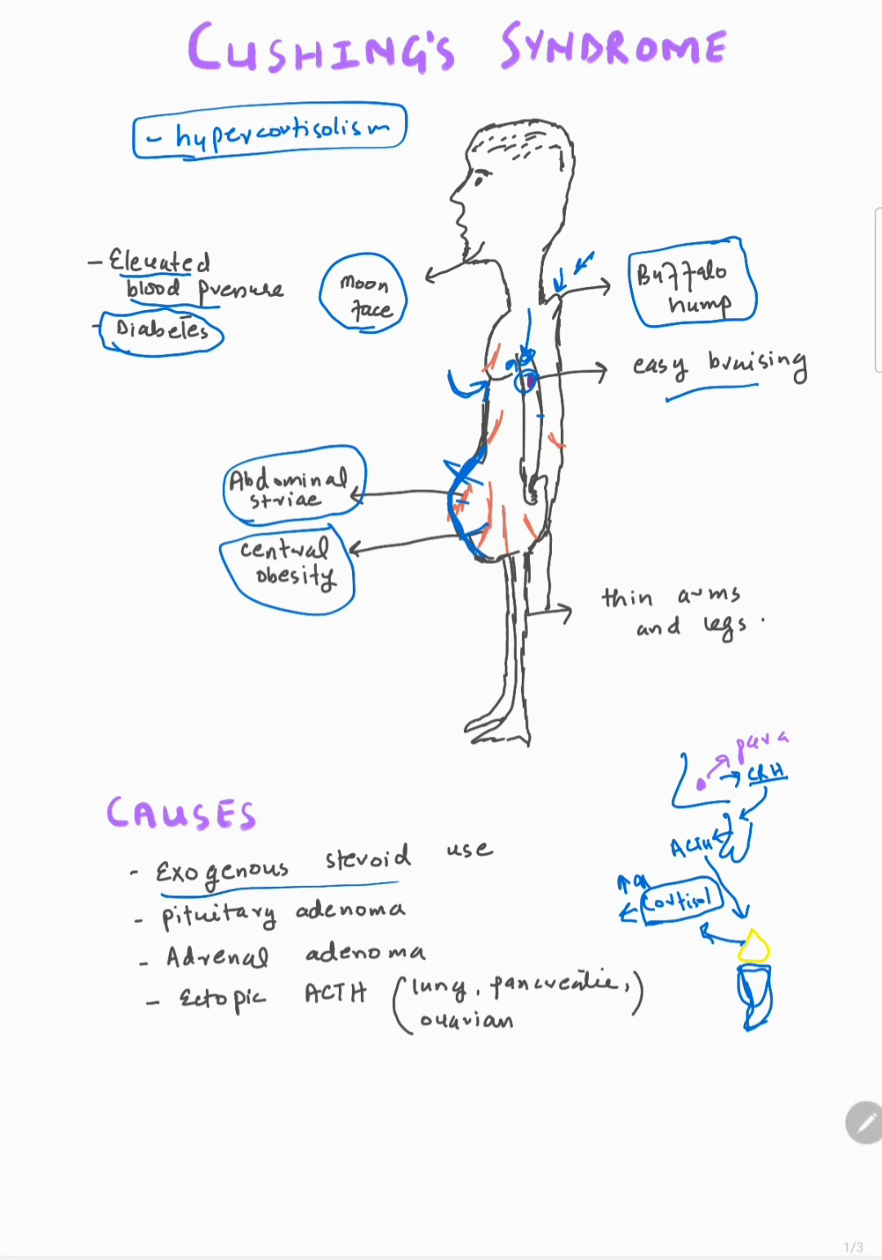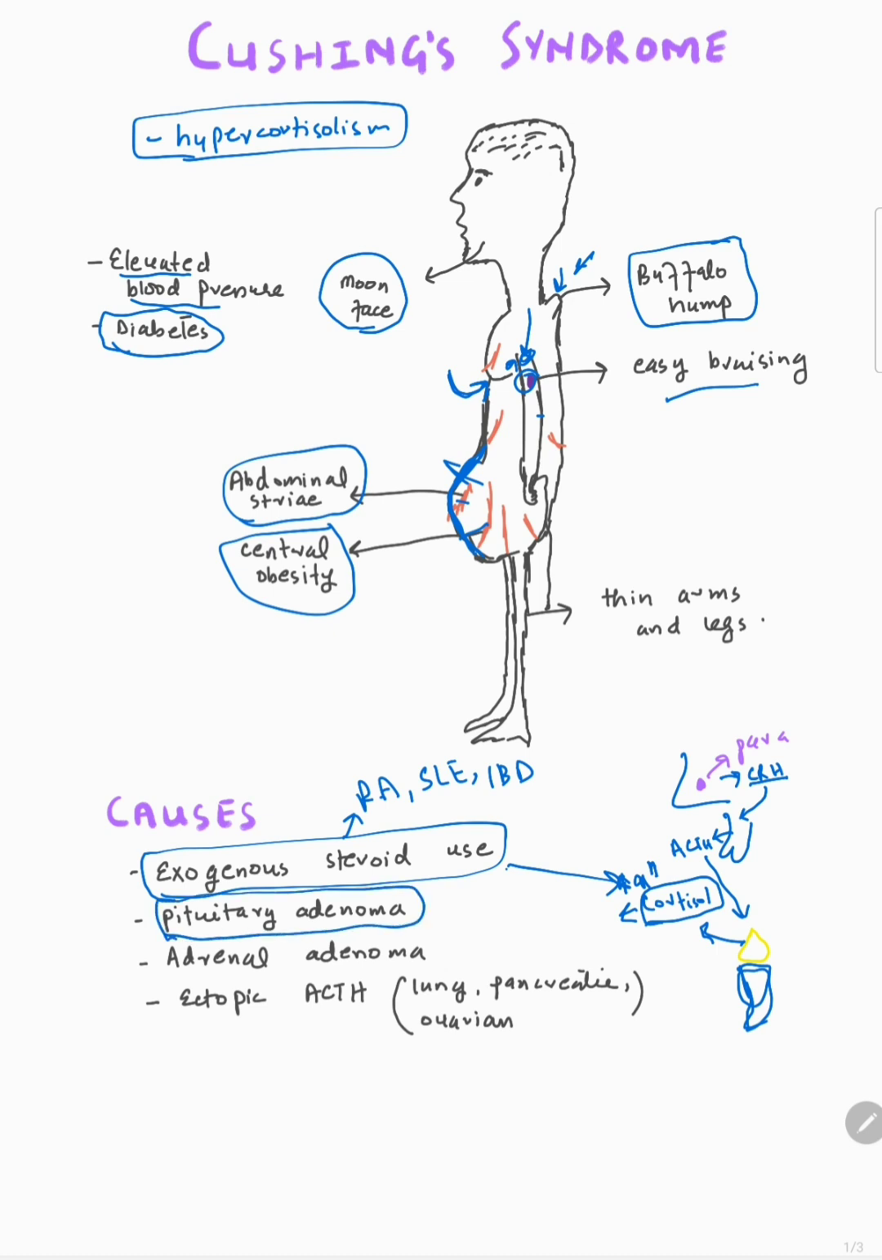So the most common cause is just exogenous steroid use. It can be, for example, the patient has rheumatoid arthritis, or another autoimmune condition like SLE. So look for anything that will require the patient to use steroids for prolonged periods, any inflammatory bowel disease. All of these would cause the patient to use exogenous steroids for prolonged periods. And that steroid will act like a cortisol, and increased cortisol will then cause the Cushing syndrome. Second cause is the pituitary adenoma.